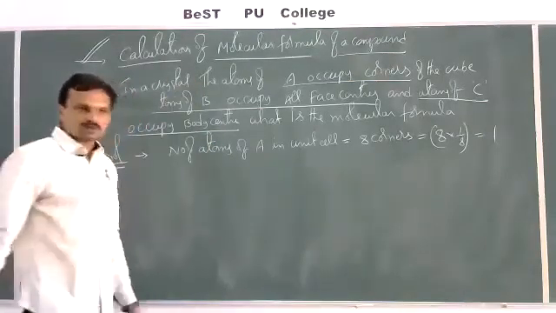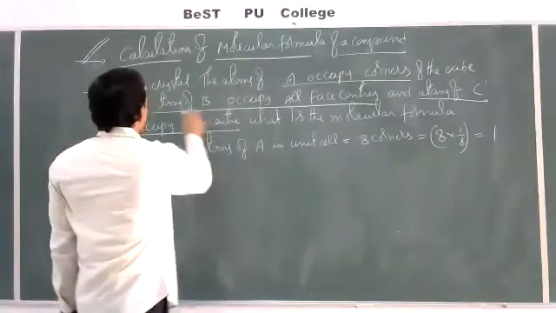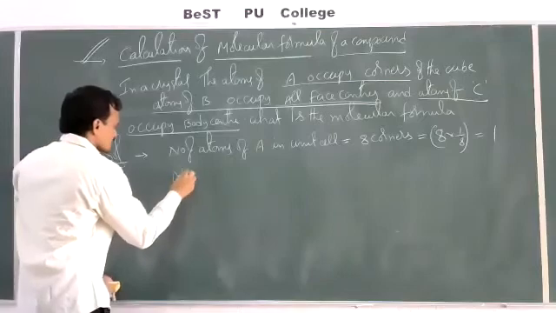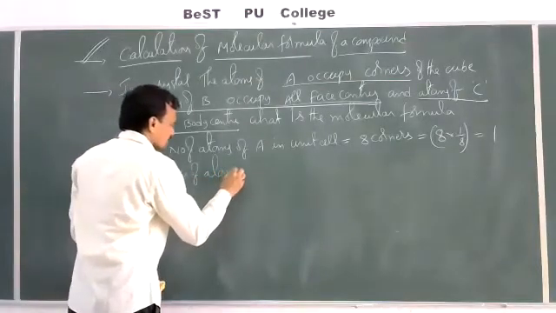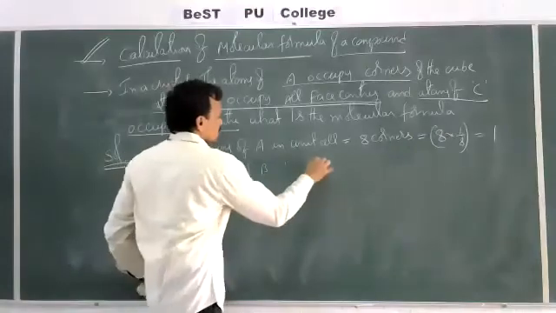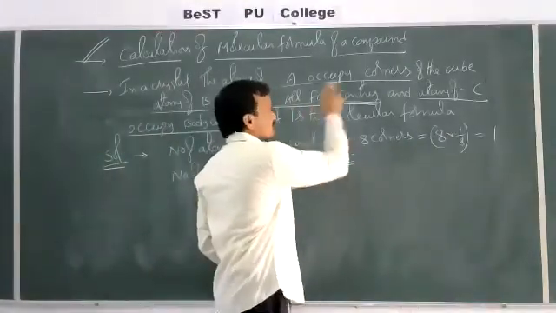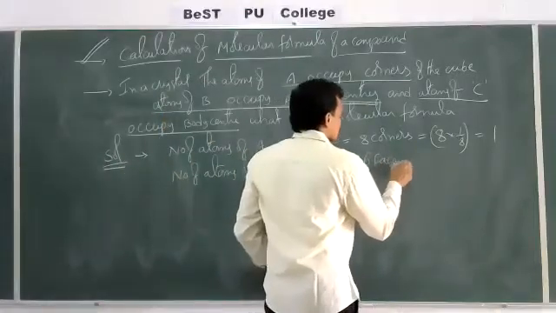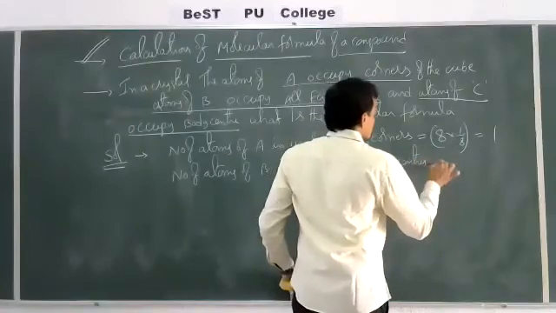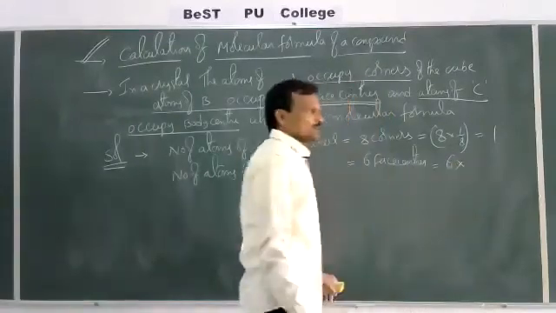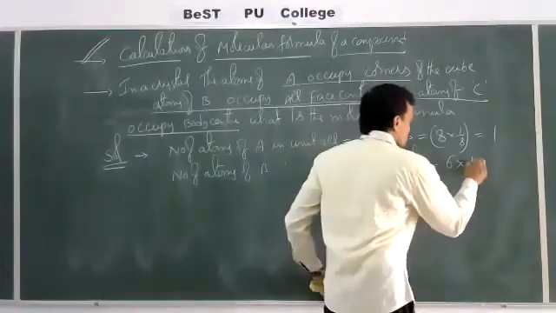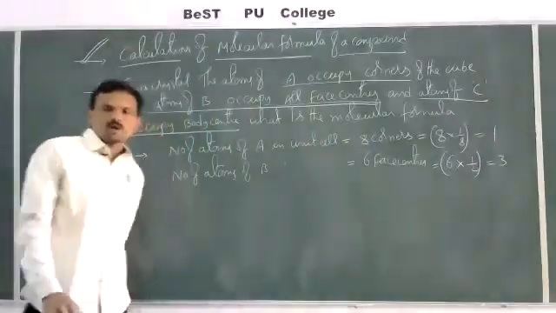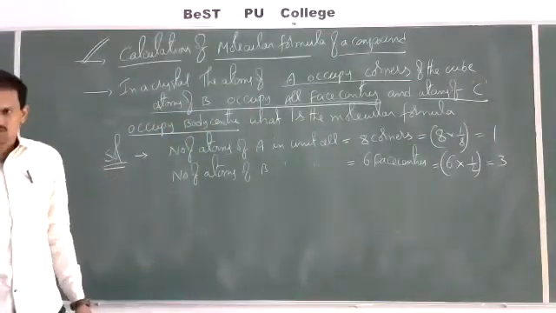Now I will go for calculating atoms of B. What is the position of B? Atoms of B occupy all face centers. So the number of atoms of B in the unit cell is equal to 6 face centers. A cube contains how many faces? 6 faces. So 6 face centers are there. 6 into the contribution of each face center, which is 1 by 2. So 6 into 1 by 2, 3. So the number of atoms of B in the unit cell is 3.